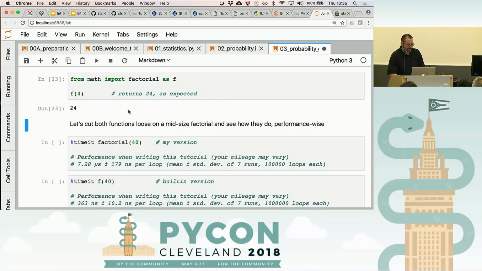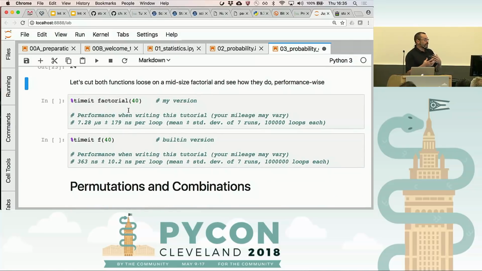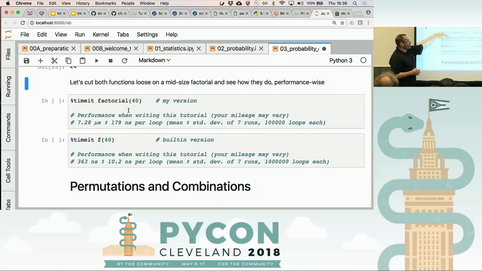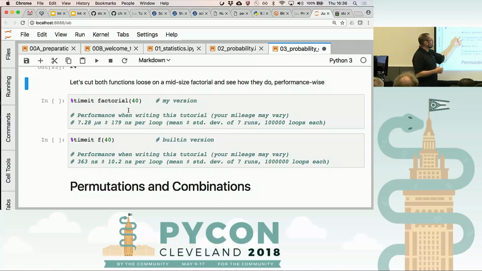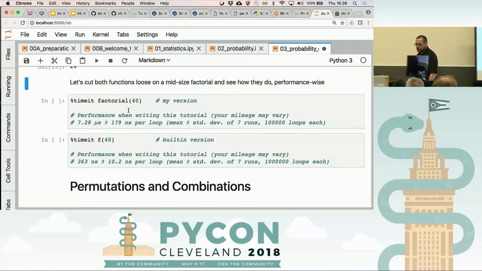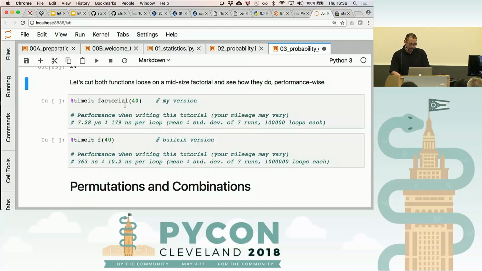Returns 24 as expected. There we go. If you've never used Jupyter to do this, it's kind of fun. There is the ability to time certain statements or expressions in Python. So I'm going to use Chalmers' factorial function, calculate 40 factorial, and time it to show us how long it takes. And then we'll use the function in the math library, and we'll see how well it works.